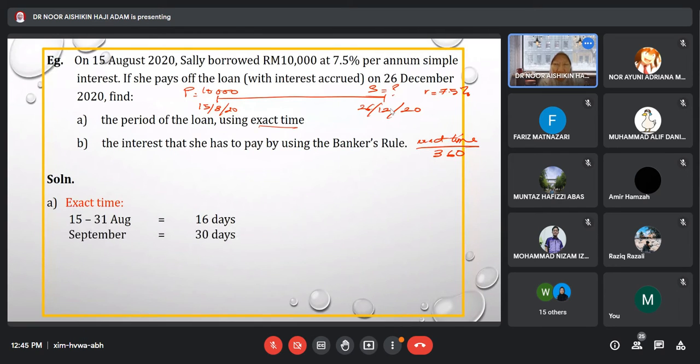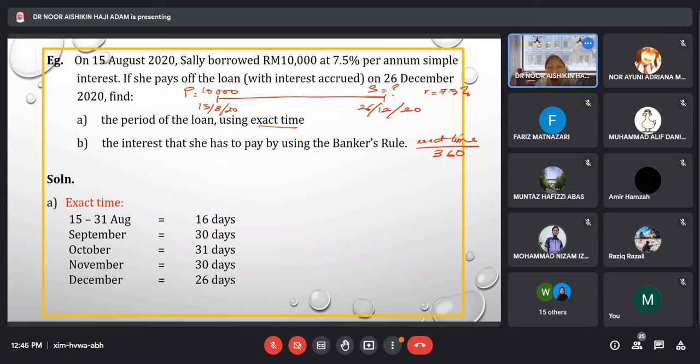Okay, to August. After August, September, there are 30 days. Followed by October, 31 days. That's very useful, if you use this method, when you don't have a calendar. And then November, 30 days. And where do you stop? 26 December. So for December, we have 26 days. We disregard the 15th of August earlier, but we take into account 26 December.